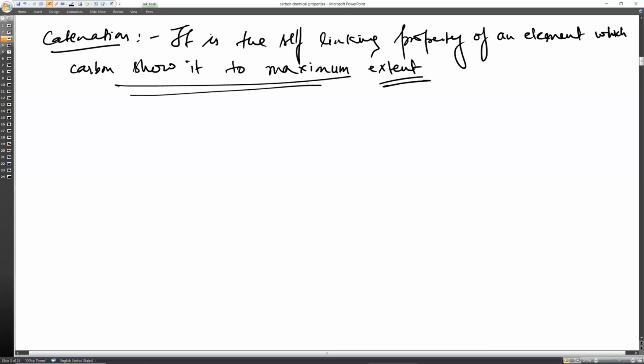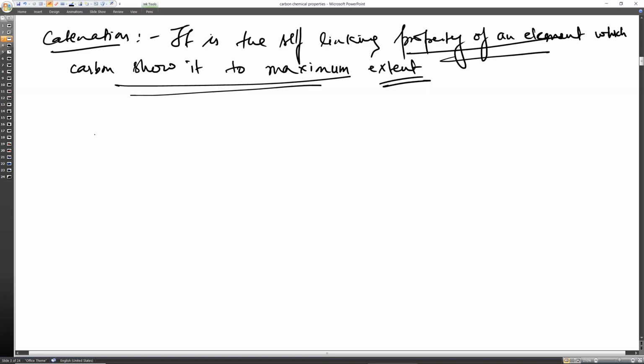The correct definition that we have written in the notes is that it is a self-linking property of an element by which an element can combine with its own kind of atom. It means an element can combine with its own kind, similar to itself, exactly the same atom, like carbon atom, like chlorine atom, like oxygen atoms. And carbon shows this catenation property to the maximum extent.